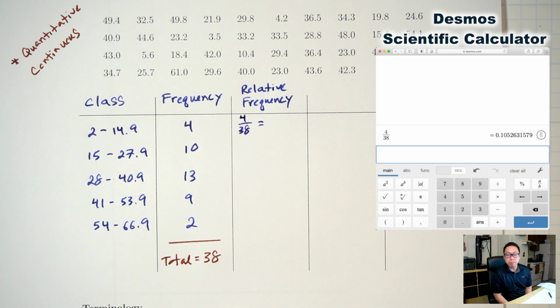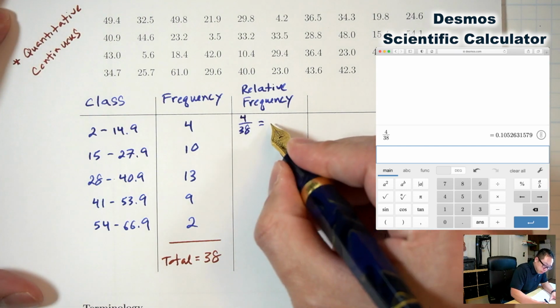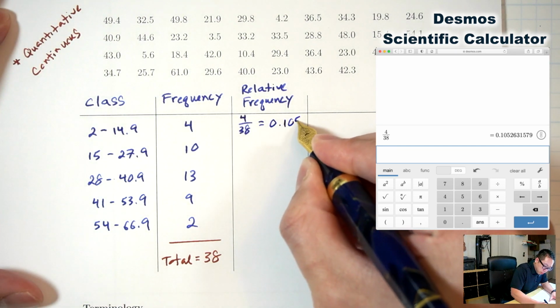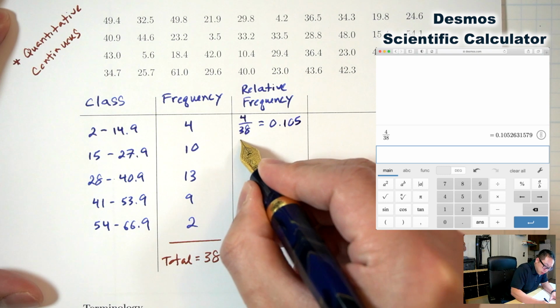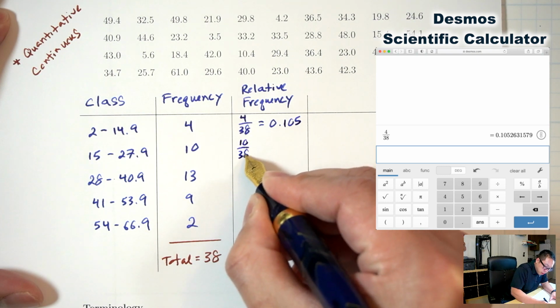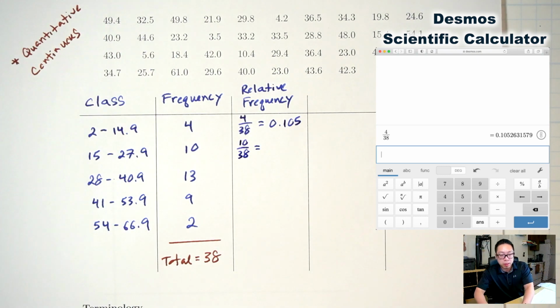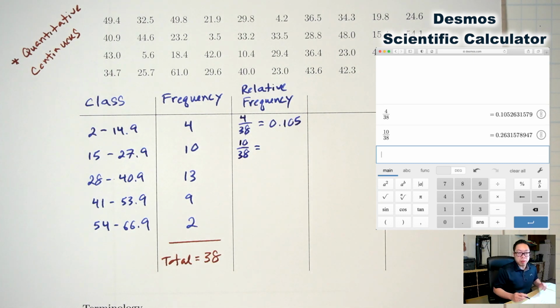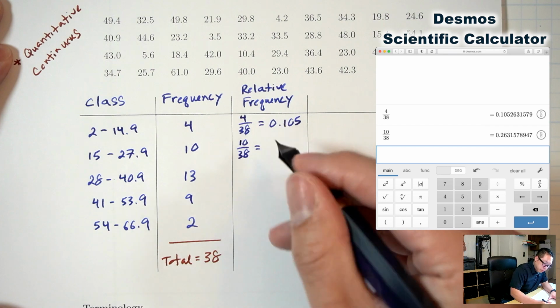And I get a long decimal. Like I said, for this class, you have to round everything to 3 decimal places. So rounded to 3 decimal places, this is 0.105. Next up is 10 divided by 38. Rounded to 3 decimal places, that is 0.263.